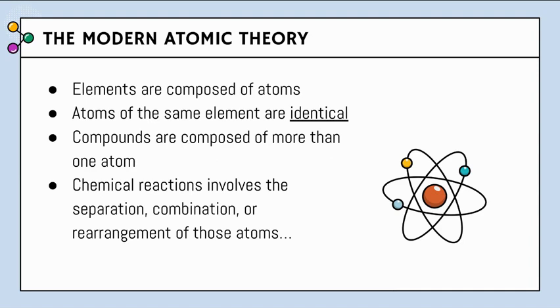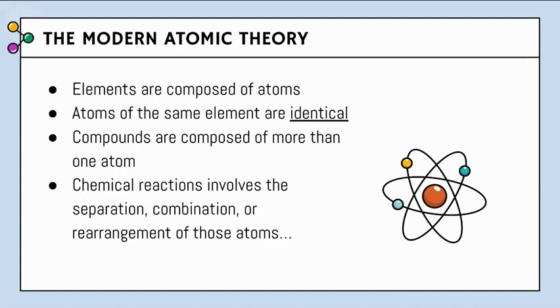It also states that atoms of the same element are identical. This means that one gold atom is the same as another gold atom, and same goes for any other element. It also states that compounds are composed of more than one atom.